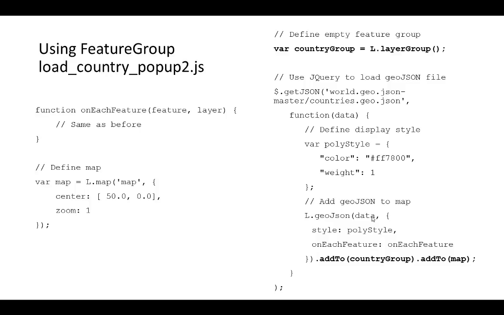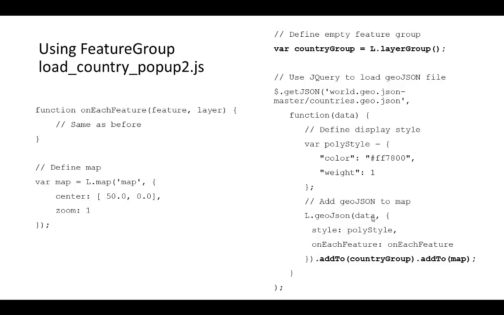We define the map. In this case, I create a global variable called countryGroup as an empty Leaflet layer group. Note this is a global variable, not within any function, so that is visible everywhere, including inside the closure. A closure is like standing behind a one-way mirror. The person in the closure can see things outside, but the outside can't see what's in the closure.